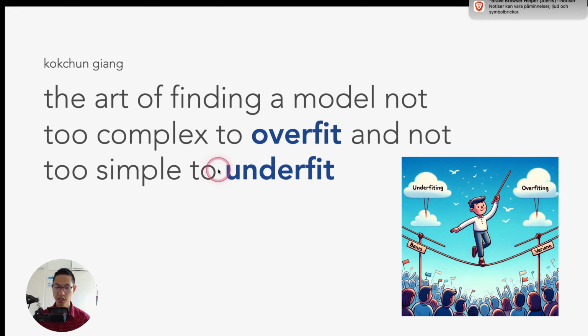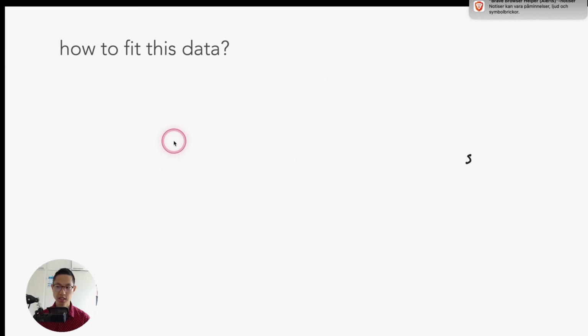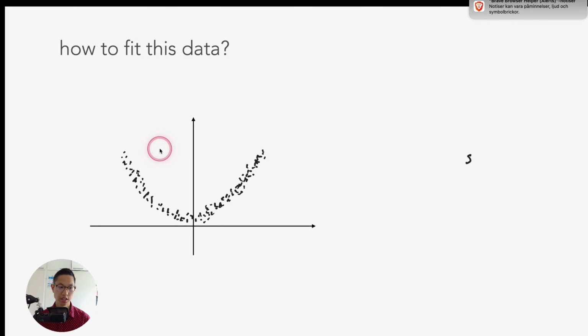Let's go into an example that is quite simple at first. If you have the data that looks like this, how to fit it? What you can see is that a polynomial of degree 2 might fit very well. However, if you have a polynomial of degree 1, then you have a line that looks like this. It could fit like this, and it misses a lot of data. It doesn't fit very well.